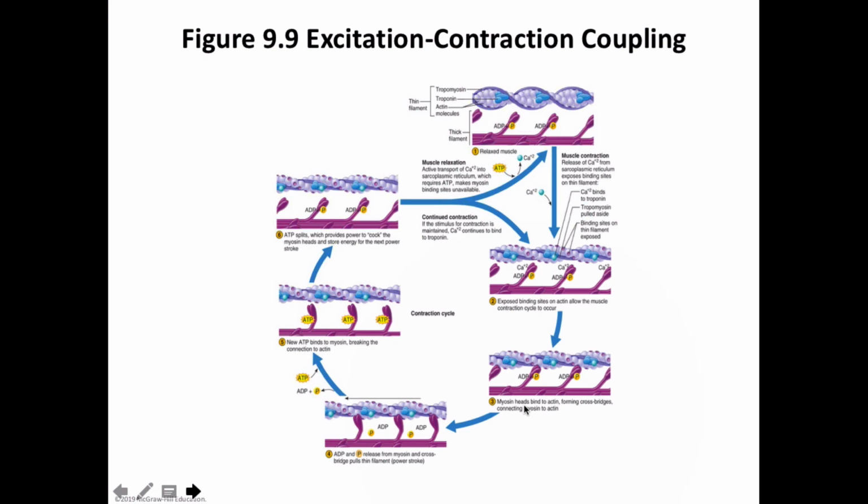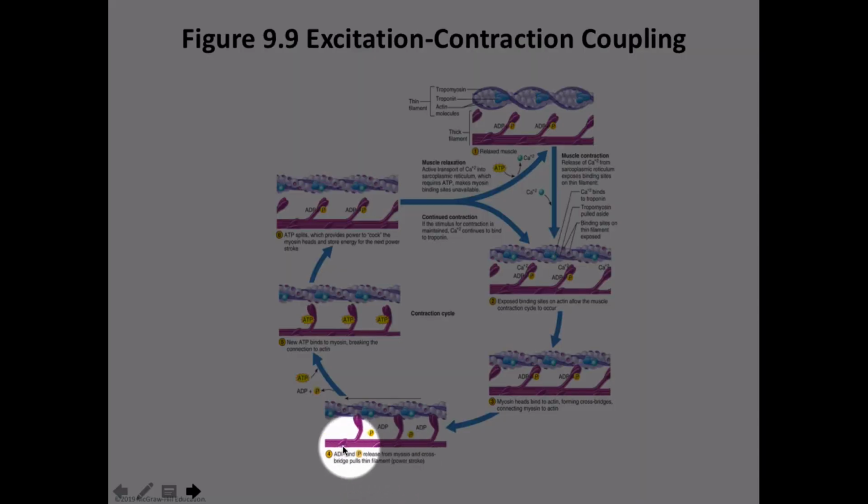So the myosin heads, now having been cocked earlier, will bind to their binding sites on actin, forming the cross bridge, connecting myosin and actin. That is a cross bridge. Next, we get that power stroke. I repeat, the next thing that occurs is that power stroke.